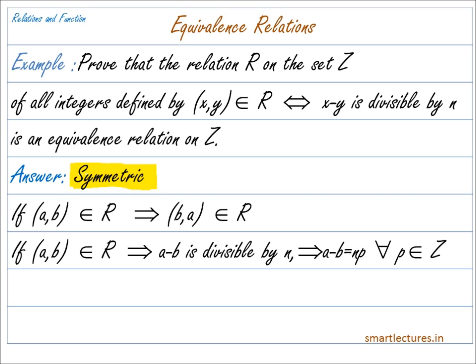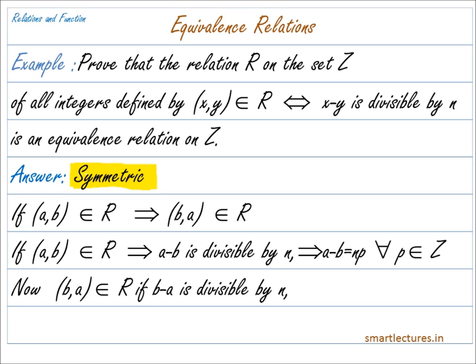Now let's check whether BA also belongs to R. Now BA will belong to R if B minus A is also divisible by N. Now B minus A is equal to minus N into P, or we can say it is equal to N into minus P.